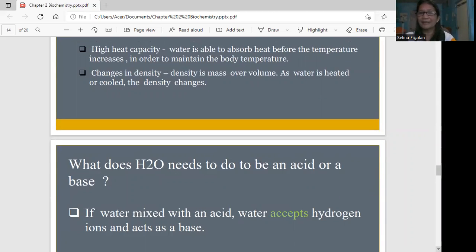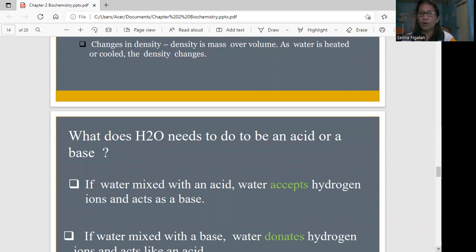What does water need to do to be an acid or a base? Ano gagawin ng water? If water is mixed with an acid, water accepts hydrogen ions and acts as a base. Pag ang water daw, kasi di ba neutral, pag ikinombine mo siya sa acid, it acts as a base. Teacher, hindi naman nangyayari. Okay, why? Because it is a base. So meron akong ginawa nito na lesson kasi I am one of the tutors in 4.0. One of the students complained about this. Na hirap daw siya to understand about this.